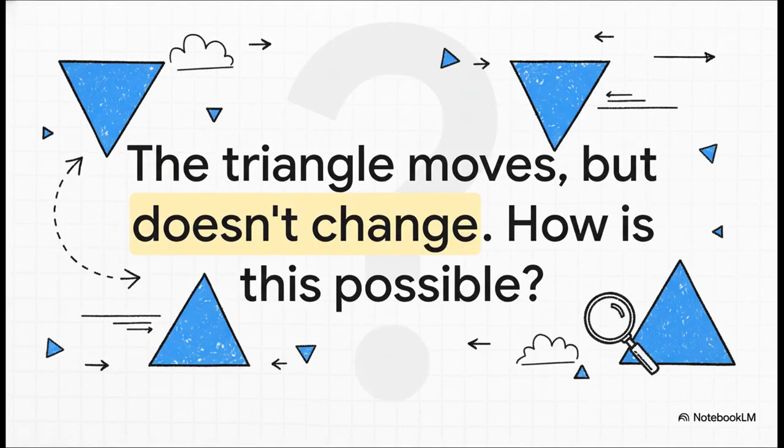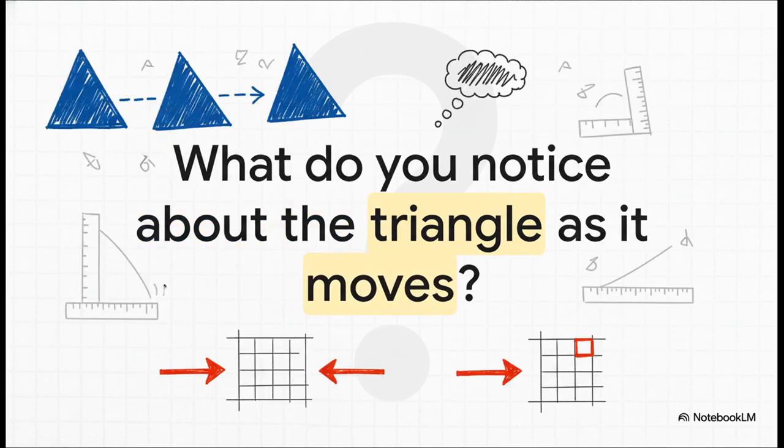But, okay, here's the puzzle, right? The triangle gets to its new spot completely unchanged. It didn't get bigger or smaller, it didn't flip upside down, it didn't even turn a little bit. So how? What's the secret sauce behind this perfect move? Take another look. Seriously, what do you notice?